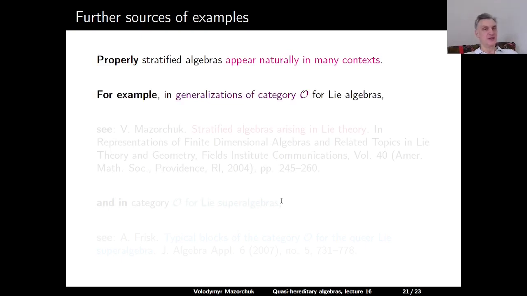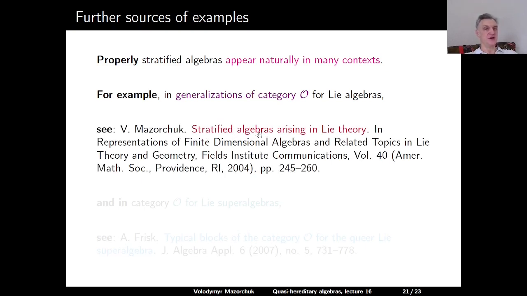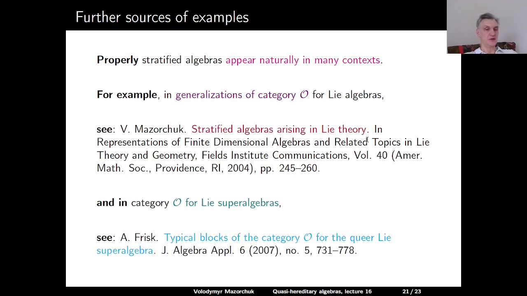Finally, let us note that properly stratified algebras appear naturally in several different contexts. For example, they appear in generalizations of category O for Lie algebras, which is discussed in my paper Stratified Algebras Arising in Lie Theory. Stratified algebras also appear in the usual category O, but now for Lie superalgebras, which can be found in the paper by Anders Frisk, Typical blocks of the category O for the queer Lie superalgebra.